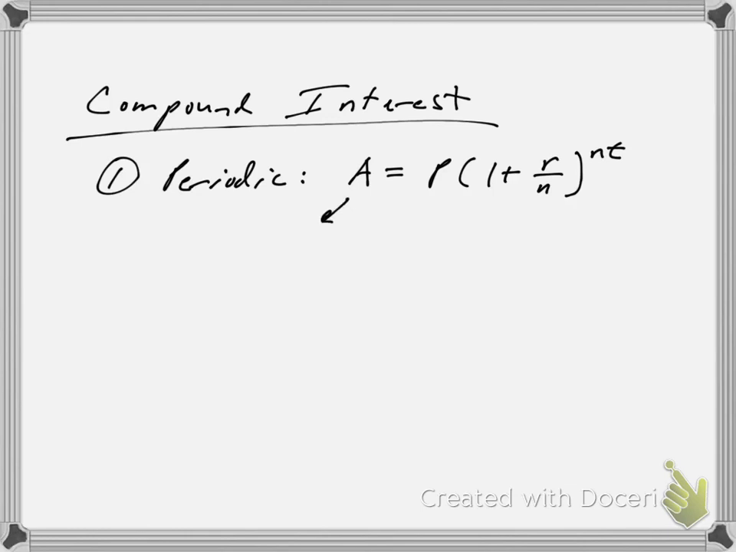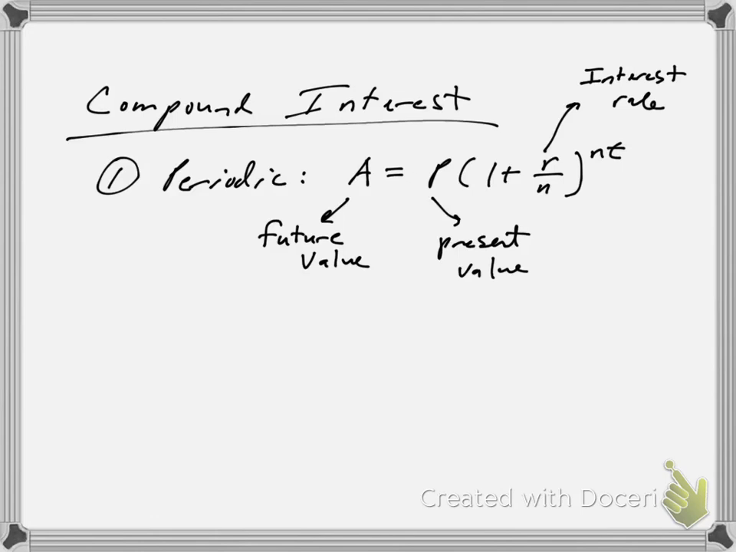So again, A is my future value of my investment or loan. P is my present value. So that's what I invest now or what I owe now. So that's the principal, some people call it, but present value is another way to look at it. And of course, R up here is my interest rate, my compound interest rate. Okay, so far we got these three, right?